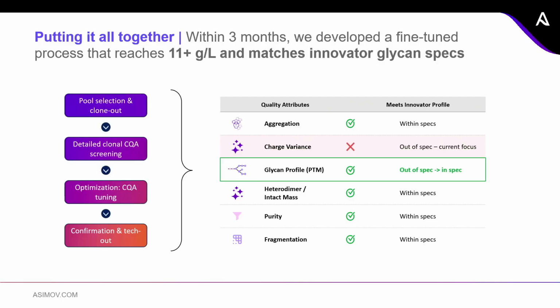Putting it all together, within 3 months we were able to develop a fine-tuned process that reached 11 grams per liter and was able to match the innovator glycan species. We did this through detailed pool selection and clone-out, doing detailed critical quality attribute screening, optimizing those critical quality attributes for the glycans, and then confirming it and taking it out to our partner.